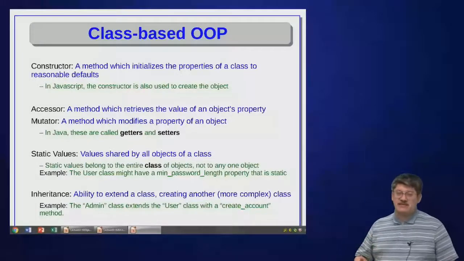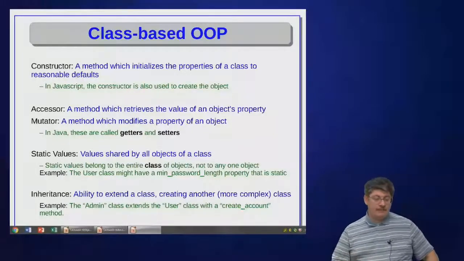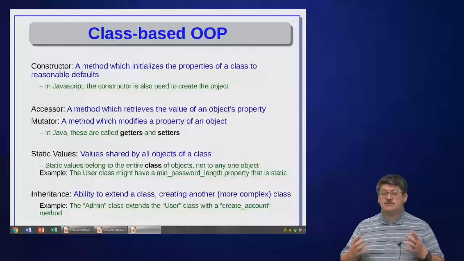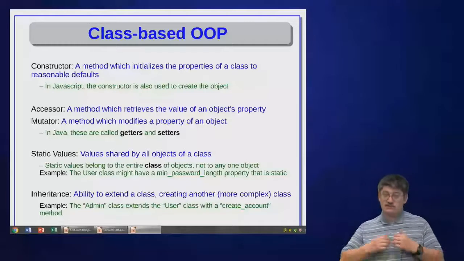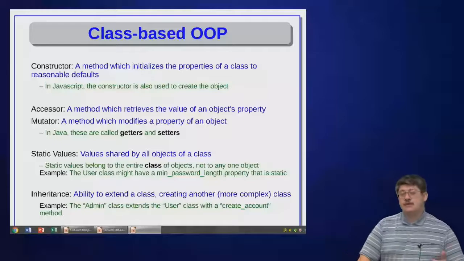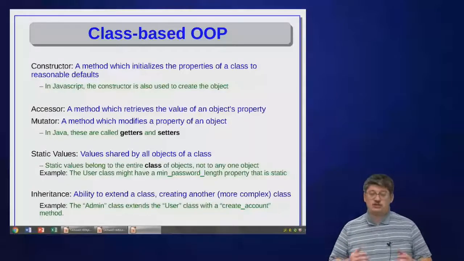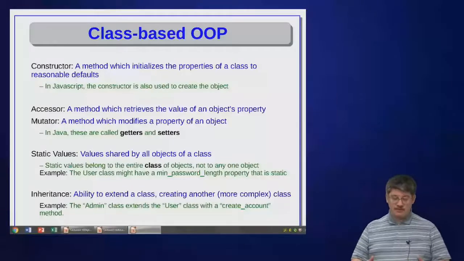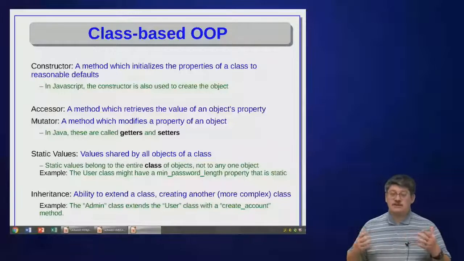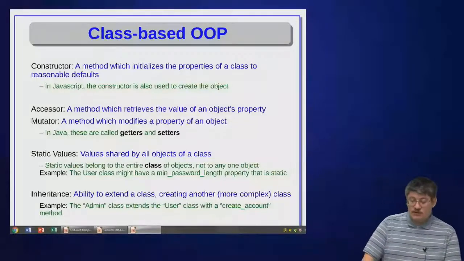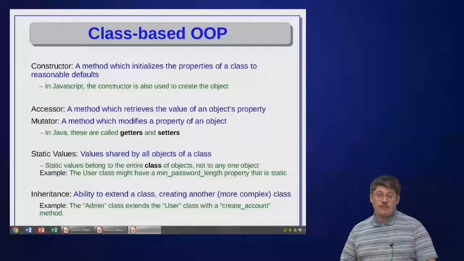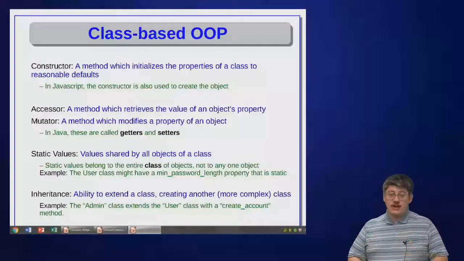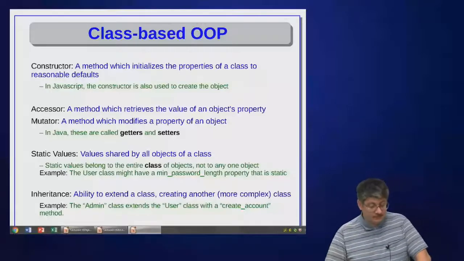So in class-based object-oriented programming, or OOP, we have some special methods and some special properties that we talk about. In particular, we have a method we call the constructor. And in class-based object-oriented programming, the constructor is a method that initializes the properties of an object to some reasonable default. So for example, if I have a username property, my constructor might set the username to anonymous or no name, or it might set it to the empty string.